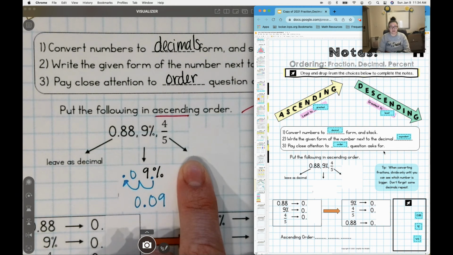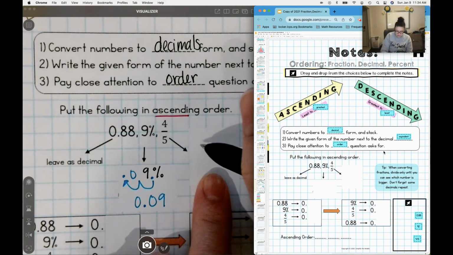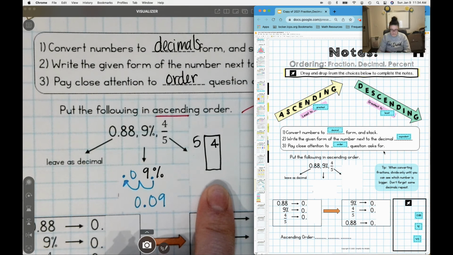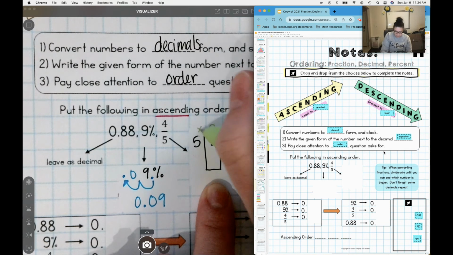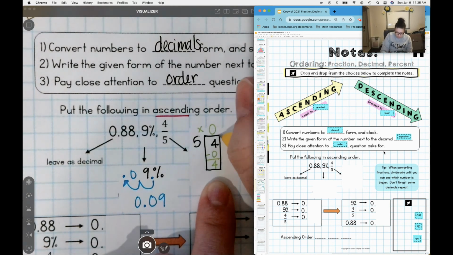And then 4/5. How do we go from a fraction to a decimal? Divide. 5 on the outside, 4 on the inside. How many 5s go into 4? 0. And multiply. 0 times 5 is 0. Subtract, we get 4. And oh no, we need to make another box because we've got something to carry over.